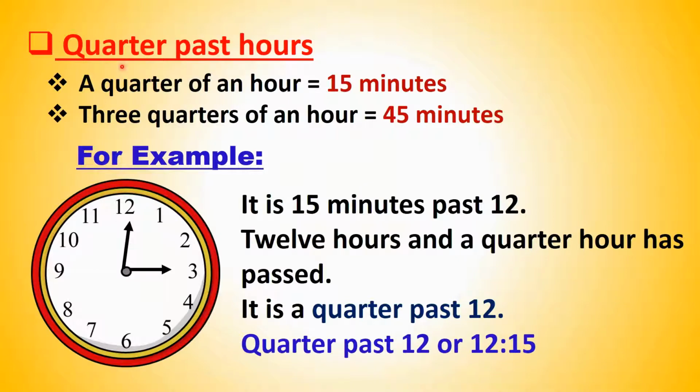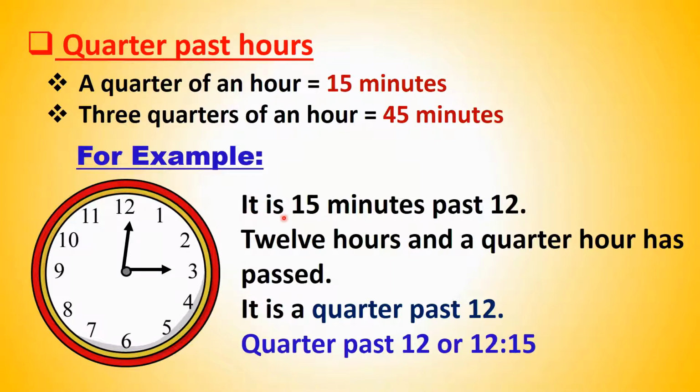Quarter past hours. A quarter of an hour is equal to 15 minutes. 3 quarters of an hour is equal to 45 minutes. When the minute hand is at 3, the time is read as quarter past. It means the minute hand has covered 15 minutes. Let's see few examples to understand this.